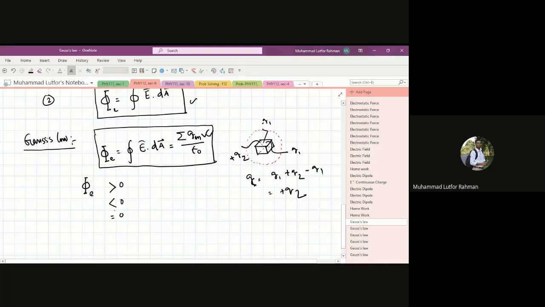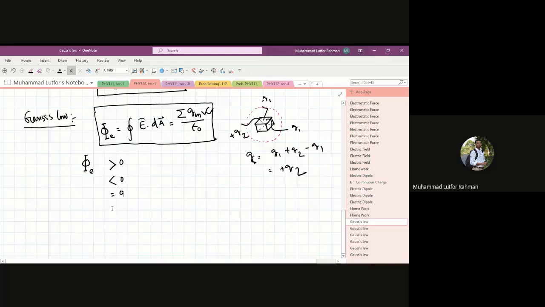Sometimes you will find a positive quantity, sometimes a negative quantity, and sometimes you will find that the net flux is 0. So net flux 0 means whatever electric field lines are coming into that surface area, exactly all of the field lines are passing through. Incoming and outgoing are equal. So that's why the net flux would be 0.